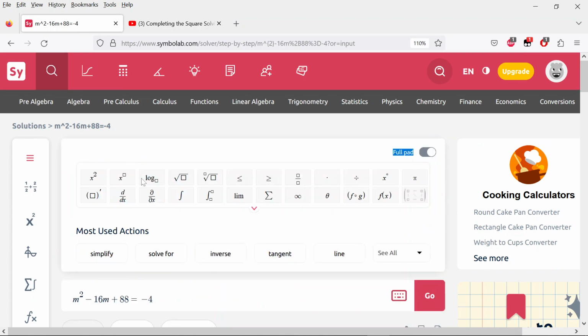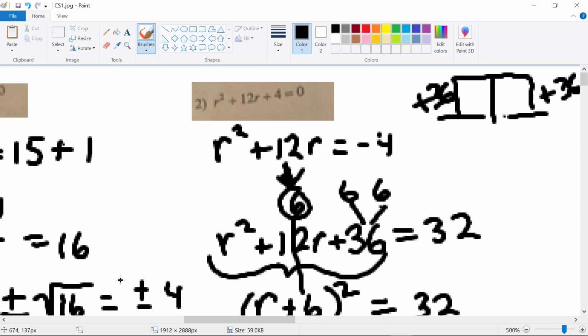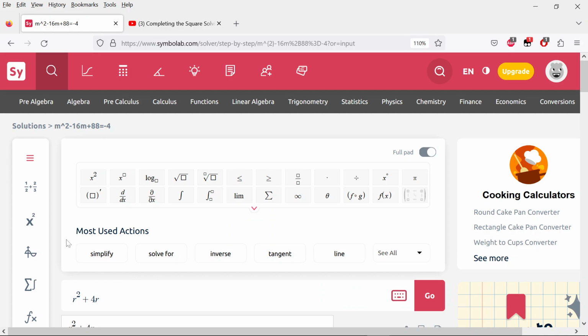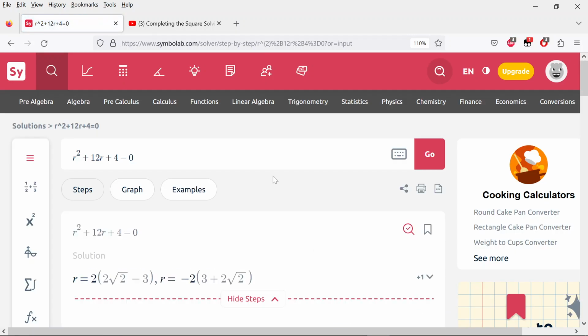R squared. Now, I've already forgotten what I'm supposed to type. This becomes impossible. R squared plus 4r. R squared plus 12r plus 4. Always check your work when you're doing homework. You cannot cheat on homework. You want to make sure you're getting the right answer so that you're doing the right thing.